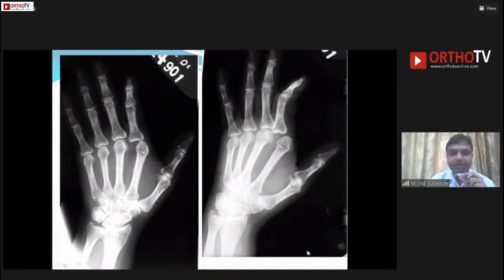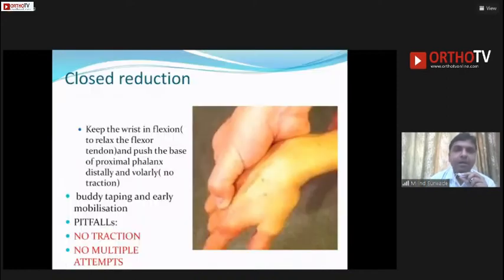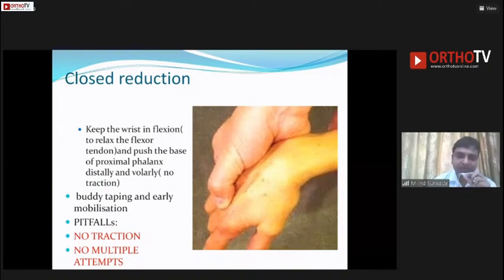Once you have confirmed the diagnosis of metacarpophalangeal dislocation, the next thing is to reduce it as early as possible, and that is to be done under good anesthesia with full relaxation, maybe regional block or general anesthesia. As long as it is a simple dislocation, this maneuver of wrist flexion is very important, because that will relax the flexor tendon. We have to do a little hyperextension and push the base of the proximal phalanx distally and volarly. So usually in simple dislocation, we get the reduction with this particular maneuver.